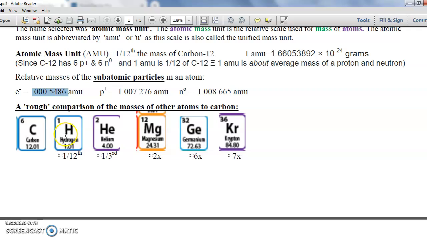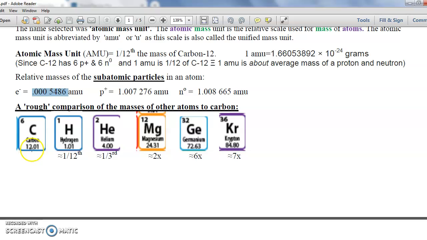In terms of AMUs, hydrogen is 1/12 the size of a carbon atom, about 1 AMU. The helium atom is about 1/3 the size of carbon, 4 AMUs. A magnesium atom is about twice as big as the carbon atom, 24.31 AMUs. Germanium is about 6 times larger.